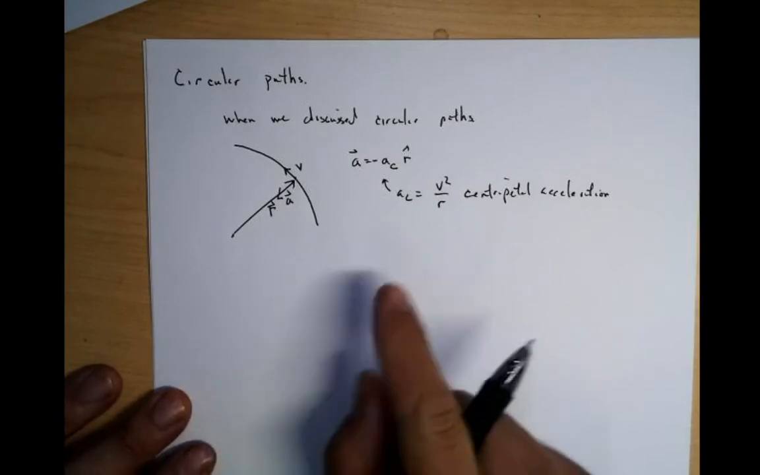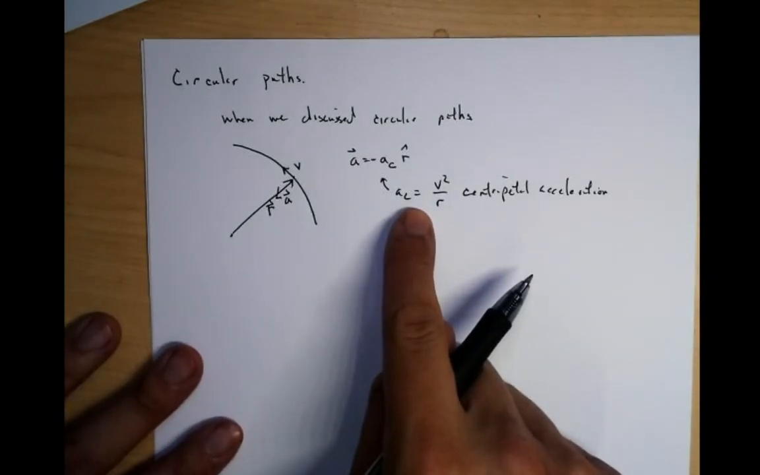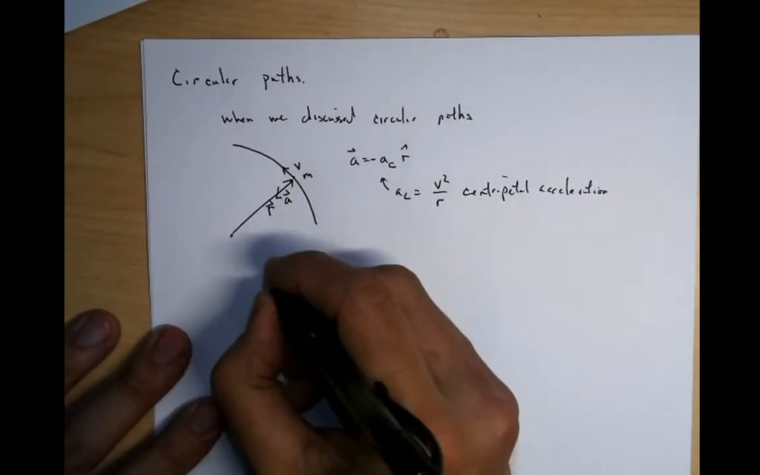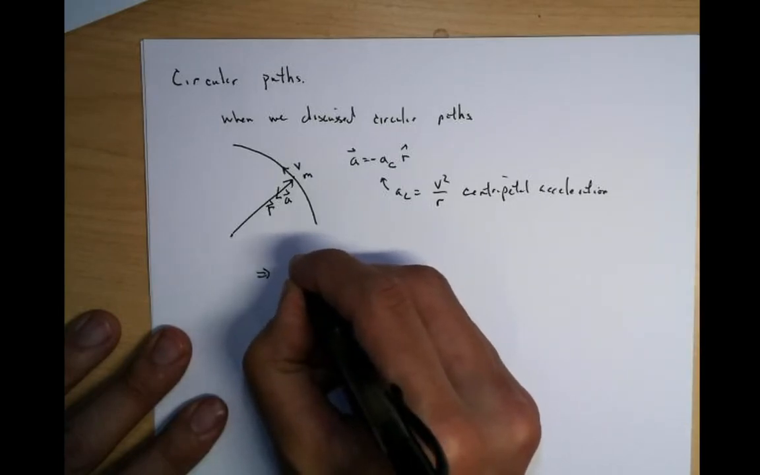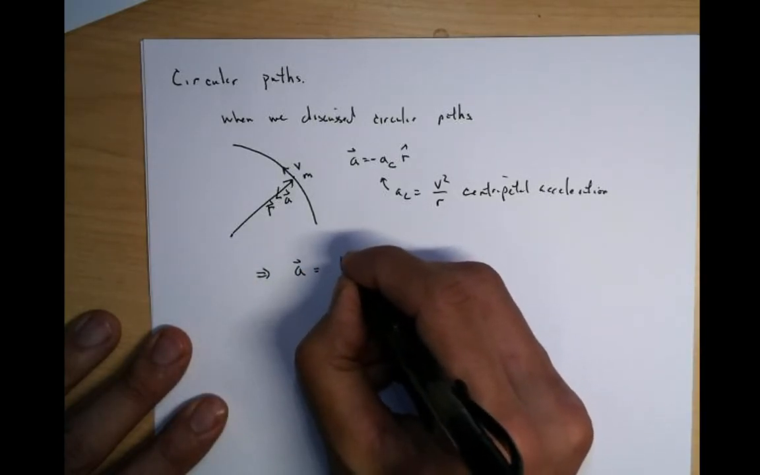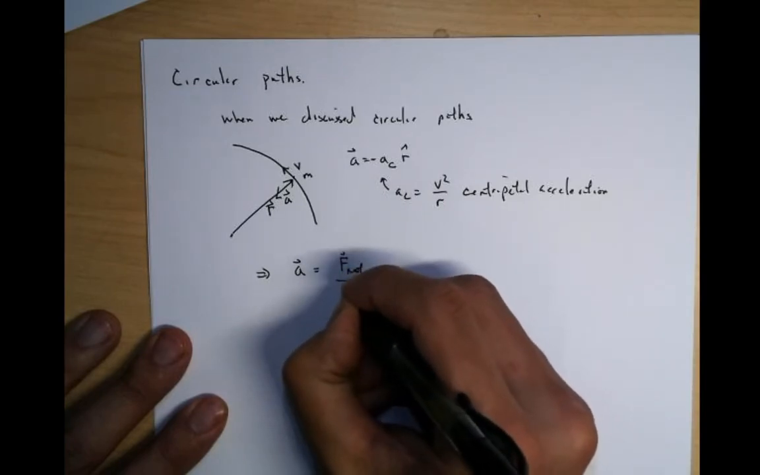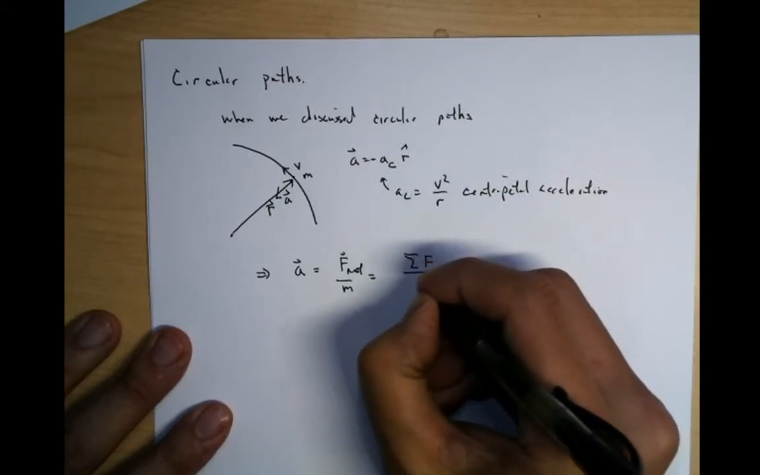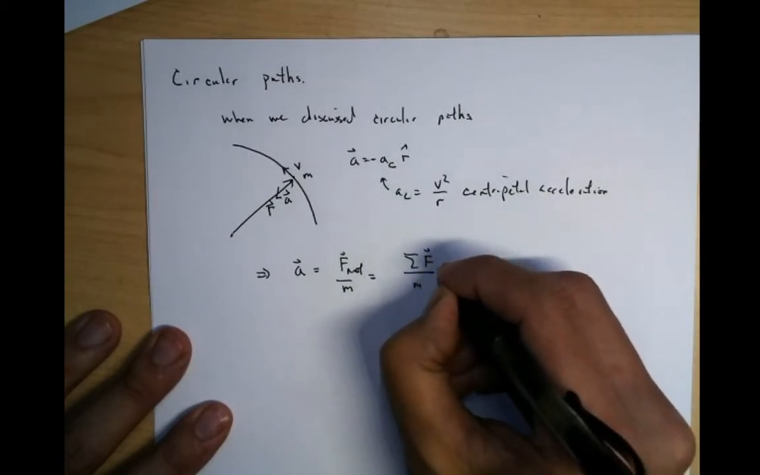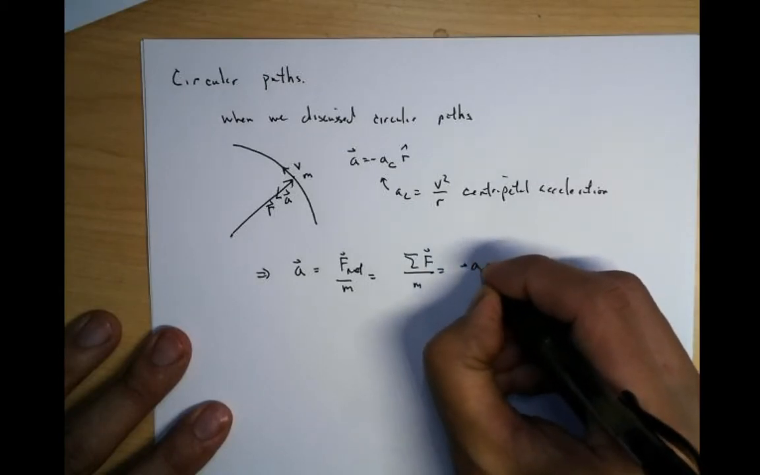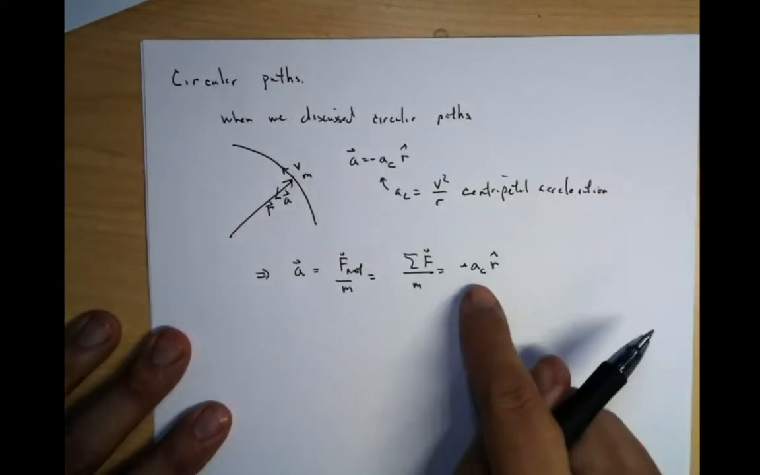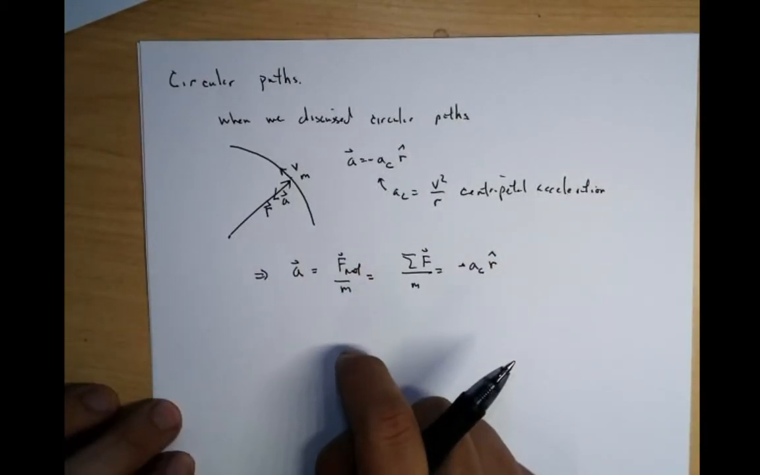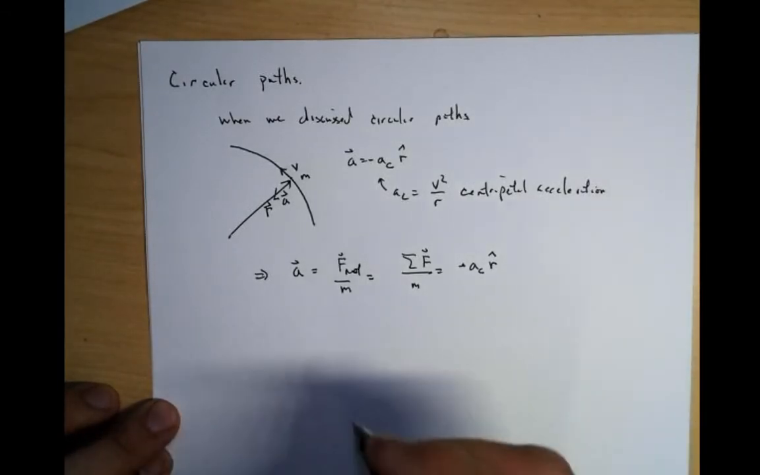Because of that, if you have to exert acceleration, there must be a force on this object. If this object has a mass, there must be some force there. So in fact, A is equal to F net over m. And so the sum of all the forces over m has to equal the centripetal acceleration, minus AC r hat. The minus sign just makes sure that it points toward the center of the circle. Okay, so let's do a few examples of this.